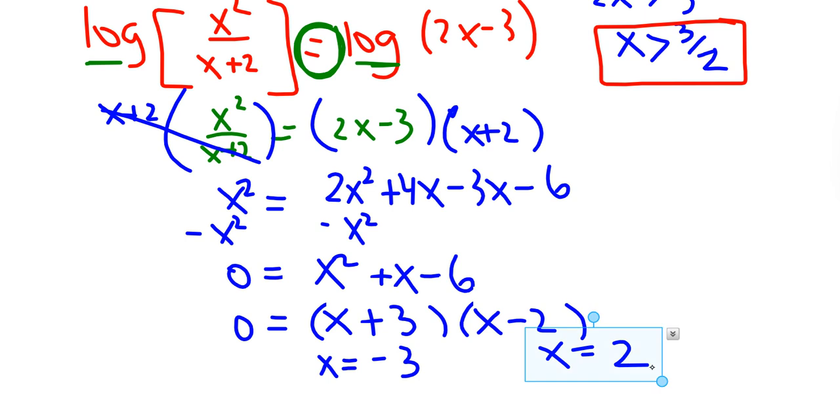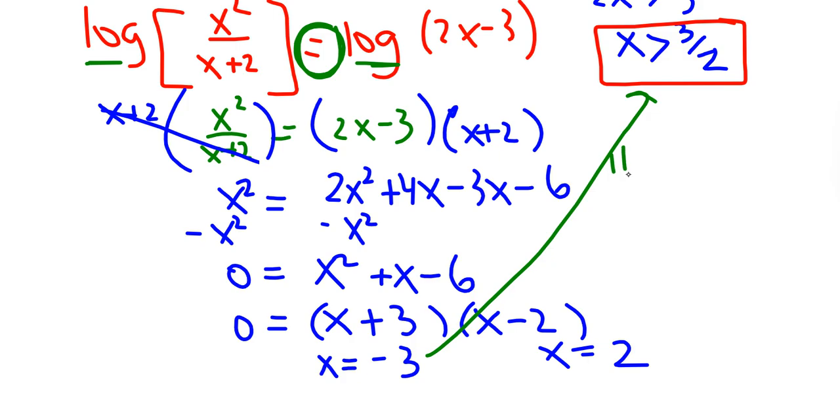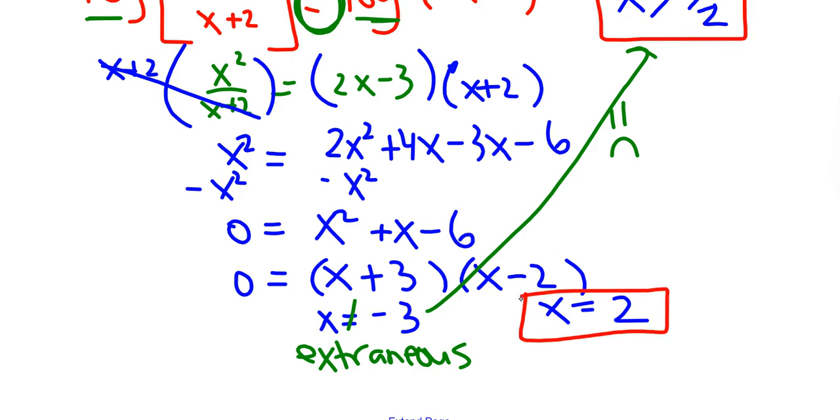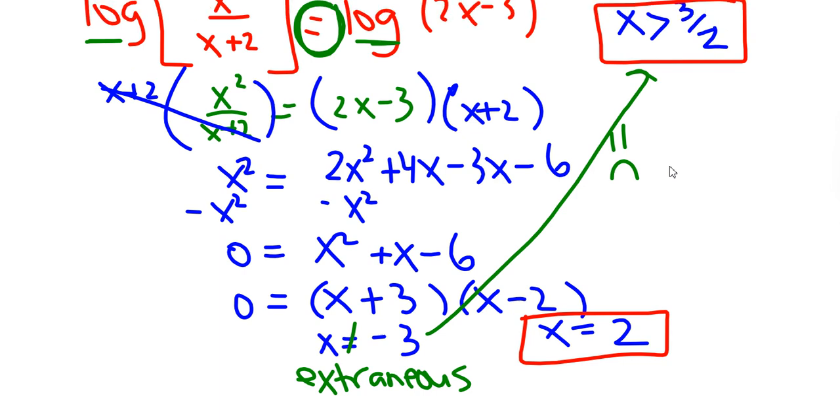So we check it in the restrictions first. So when I get to -3, I check it up here and I see, uh-oh, that is not greater than 3/2. So I can say this is not a solution. You could say you can't have a negative argument. I think the easiest way of saying that is just extraneous. Okay, so then we have a potential solution of x equal to 2. But the only way I know for sure that it's a solution is by plugging it into the original.